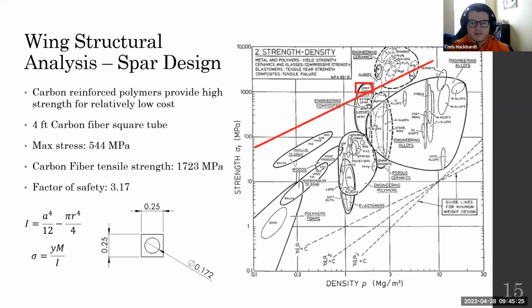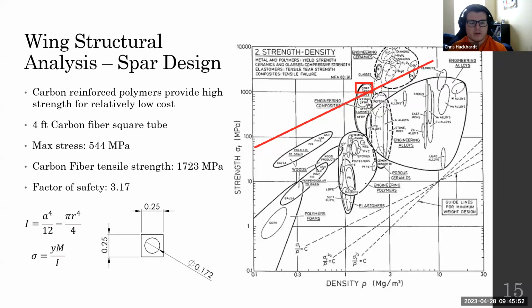So now that we've calculated the maximum bending moment, we could then design a spar to go inside our 3D printed wing. First, we started with material selection. We used an Ashby chart to determine the best material for a specific strength. So as you can see, carbon fiber is the best material to maximize that ratio.